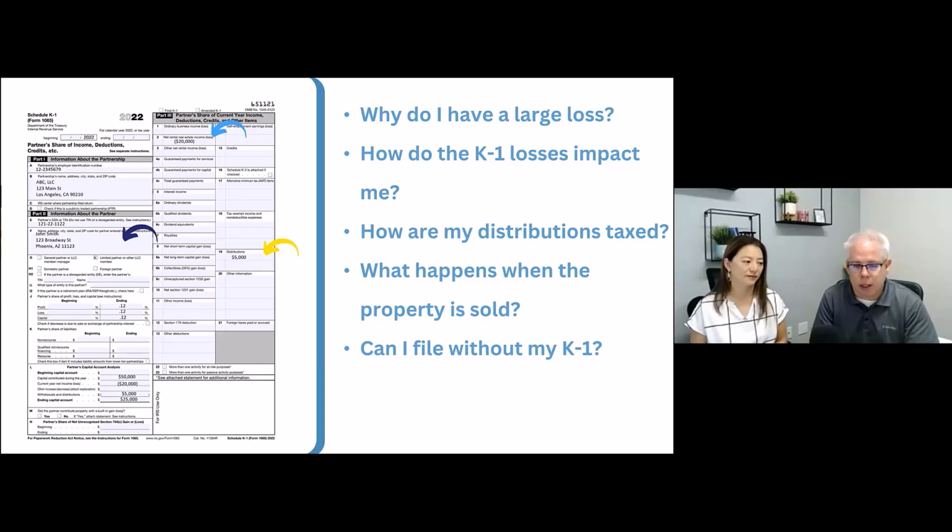Because just because you may be meeting with your CPA on April 1st doesn't mean the syndication is going to get you the K1s by April 1st. So you have to take that into consideration when you're planning around when you're going to do your taxes and get them done.